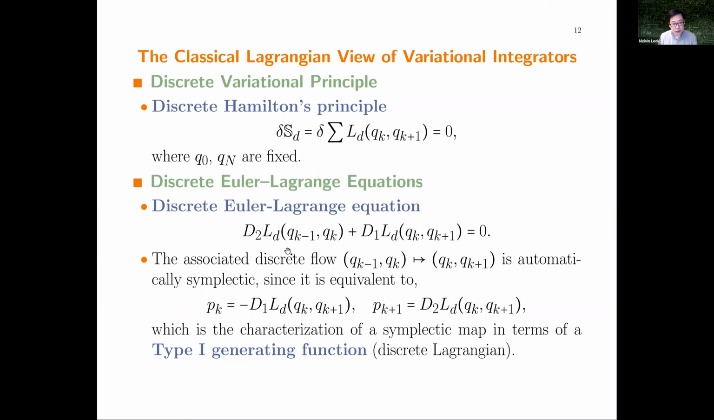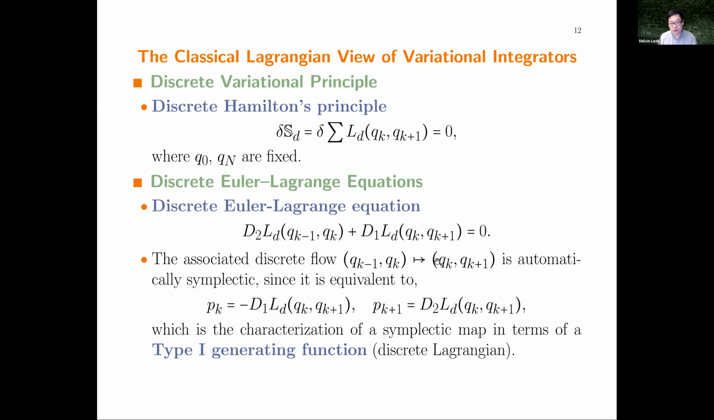And if you write down those stationarity conditions, then you get what are called the discrete Euler-Lagrange equations. Here the D2 and D1 correspond to differentiating with respect to the second or first slot. Okay. So if you look at this, you can think of it as a two-step method, in the sense that given the current solution and the previous solution, it gives you the next solution. It doesn't depend on just the data at one point, it depends on the data at two points.